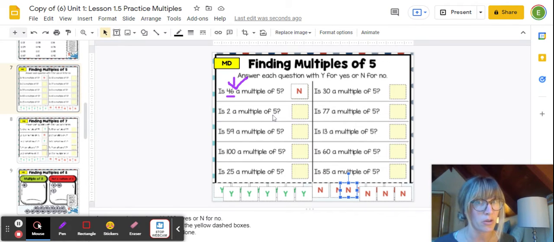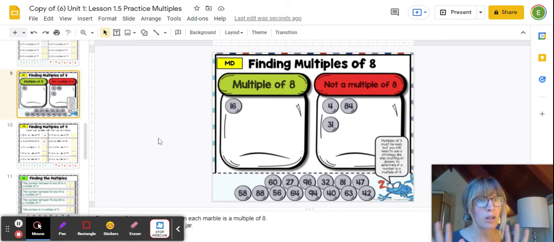Is 2 a multiple of 5? Well, no. If I count by 5s, I'm not going to hit 2. 1, because it's smaller than 5, and 2, because it doesn't end in 5 or 0. So we can put a no up here. We're confirming which direction these numbers go.